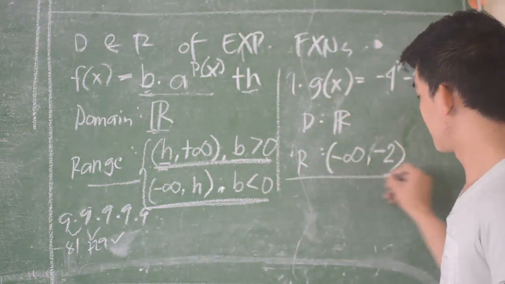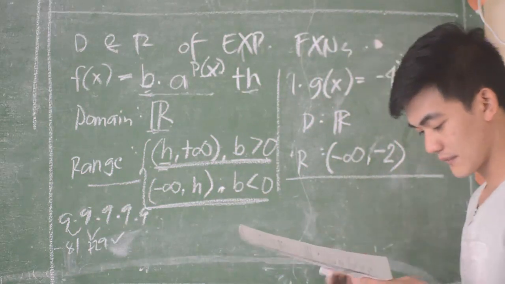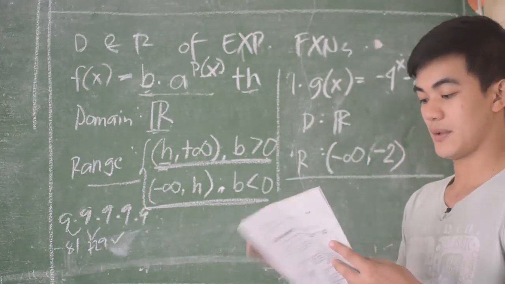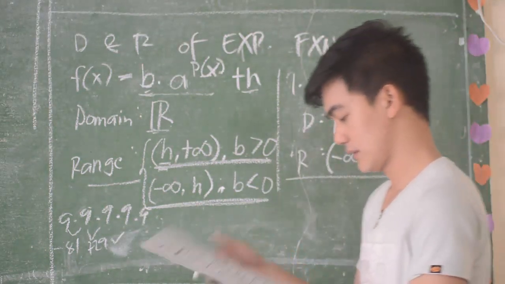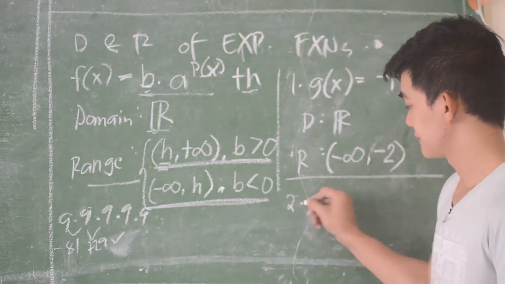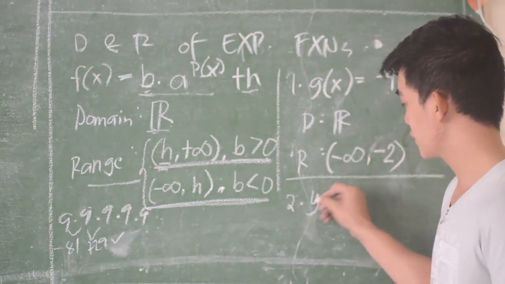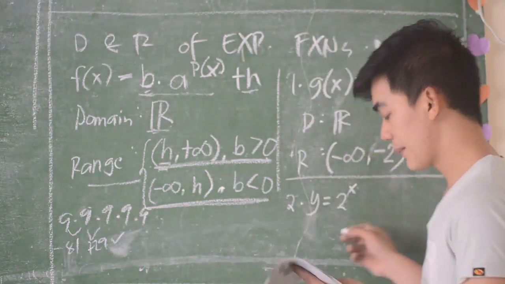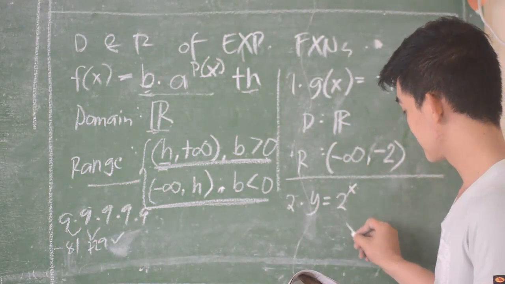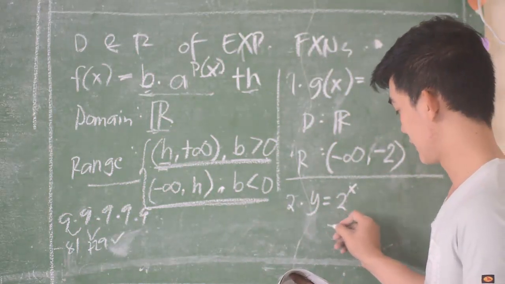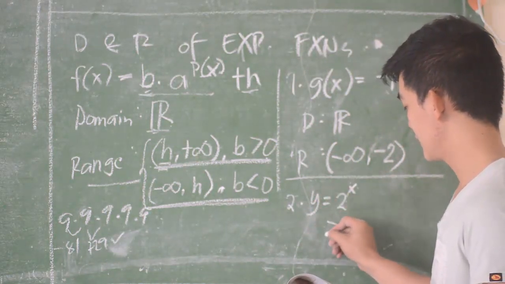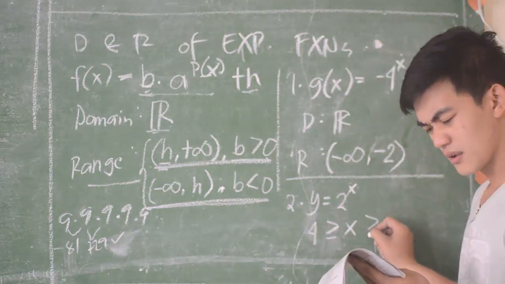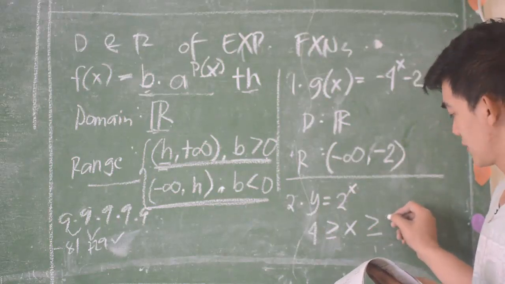Okay, next example. Sige, gawin natin yung isang restriction. Gawin na lang natin lahat ng practice time. Anyway, may activity naman kayo dun sa assessment 2. Number 2, that is y is equal to 2 raised to x. May restriction yung ating domain dito na x is less than or equal to 4, but greater than or equal to 5.